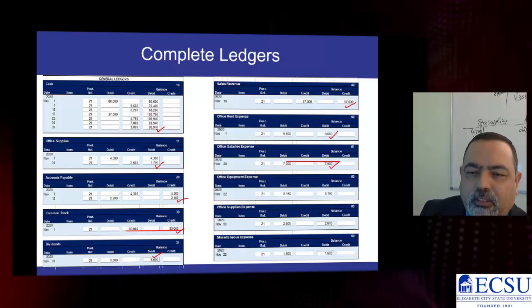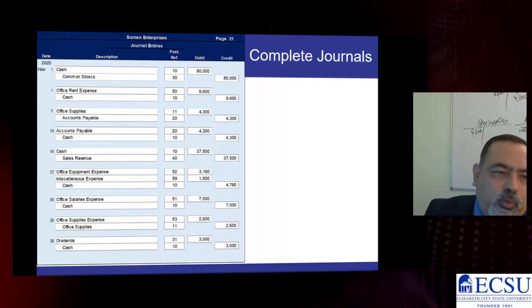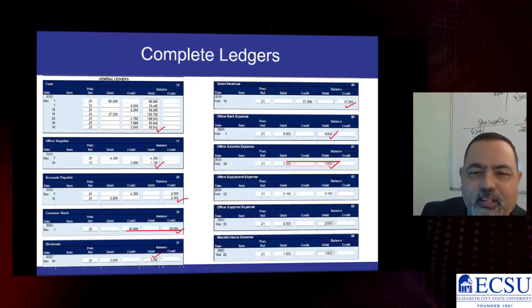So if someone were to ask you, like, what is the total amount of sales revenue? Now, if you have only the journals, then I have to go through and look at it. Okay, where is the sales revenue? This is one. Anything else? No. So now I can say, okay, the sales revenue is 37,500. But if I have a ledger, a separate account for sales revenue, then I can just look at that and see the 37,500.